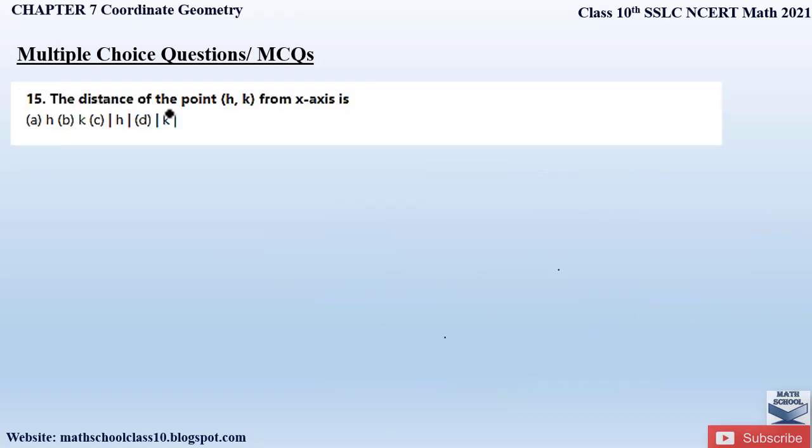Question number 15. The distance of a point h comma k from x-axis is. So again we have to find out the distance of a point h comma k from x-axis. Previously I have explained, from x-axis the distance of a point is given by our y value. So here our distance will be our y value, which is equal to k, and also notice that y value can be either positive or negative, but without considering the signs we have to just take the y value, which is equal to k. So here option D is the correct option, that is, without considering the plus or minus sign we have to take the y coordinate value to find out the distance of a point from x-axis.